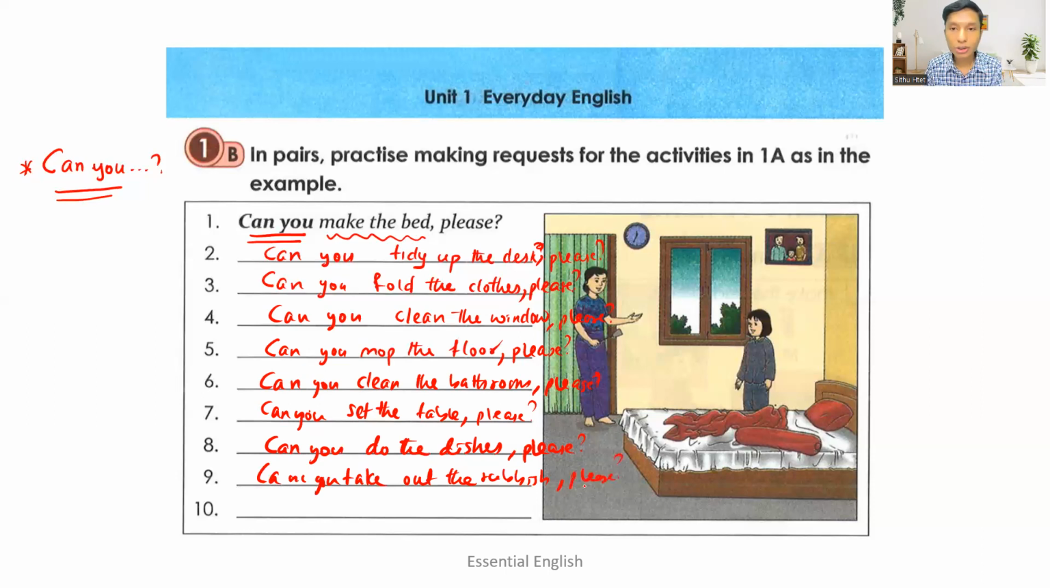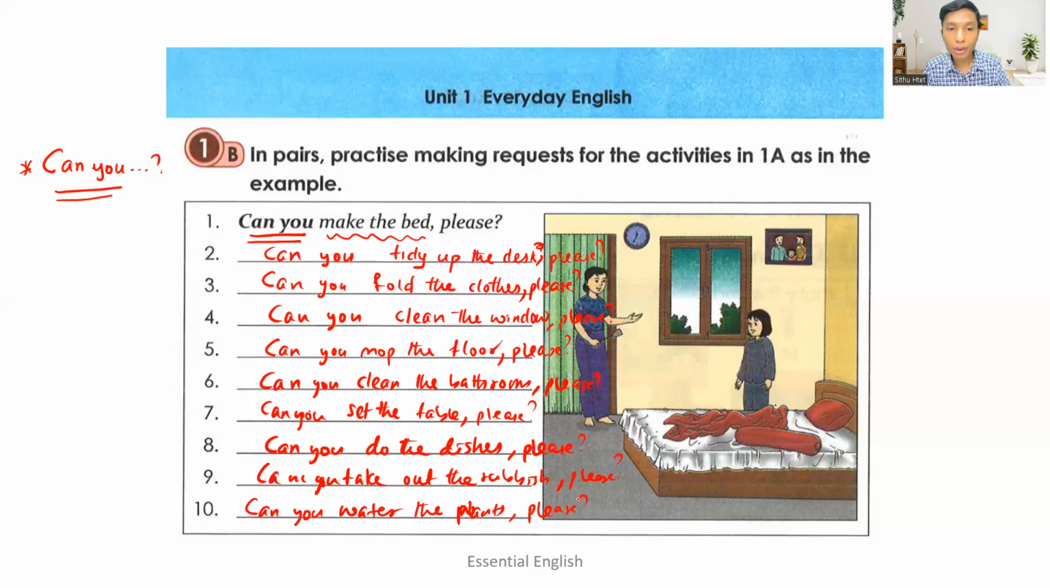Okay, the last activity is water the plants. Water the plants. Okay, please try to make a request. Can you water the plants, please? Can you water the plants, please? Okay, now I think you know how to make requests.